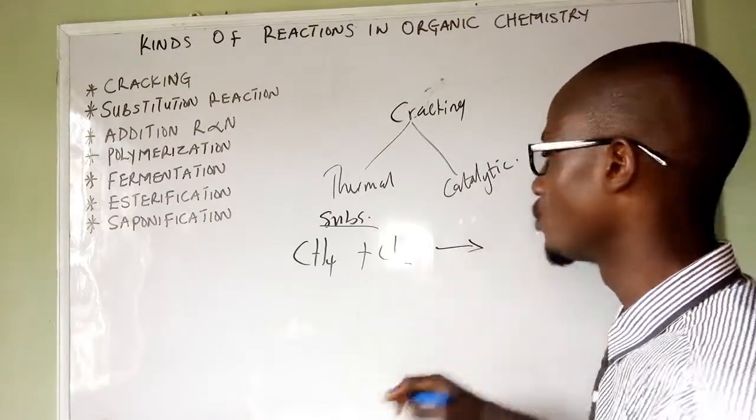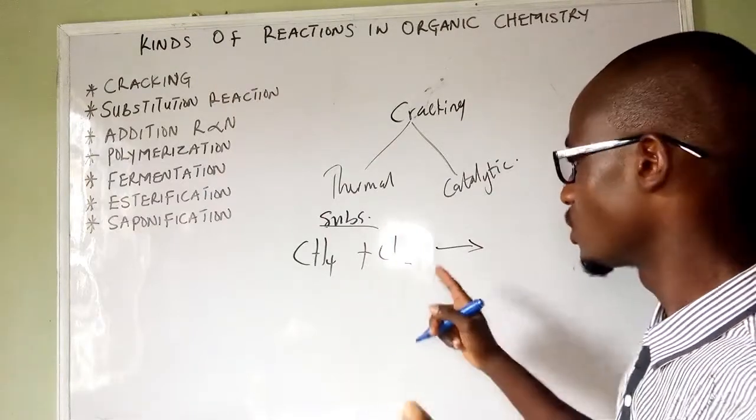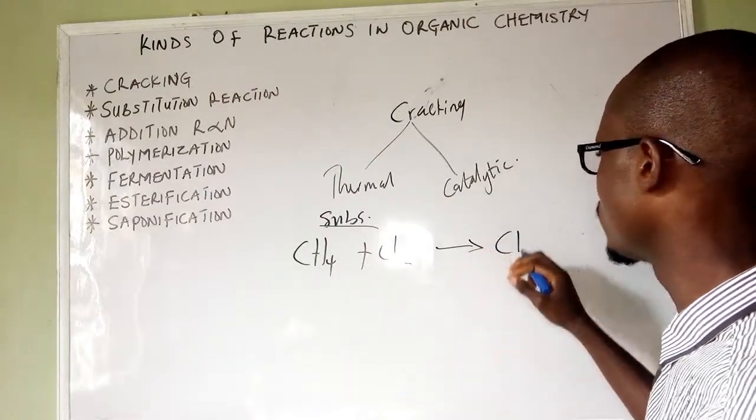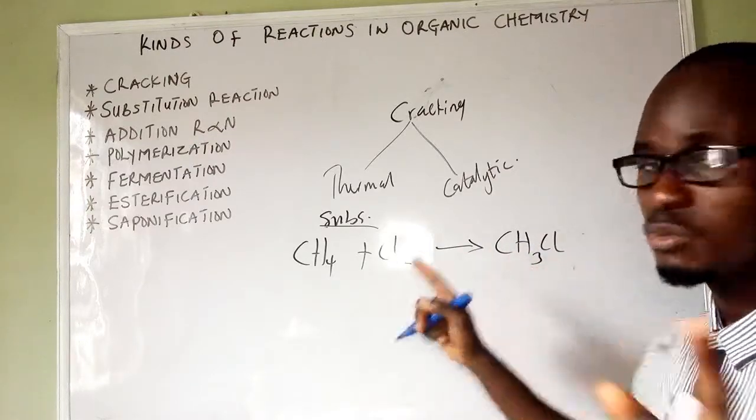So in this case, I'm going to have CH4 plus Cl2. So I may eventually have CH3Cl, and don't forget hydrogen is being removed.